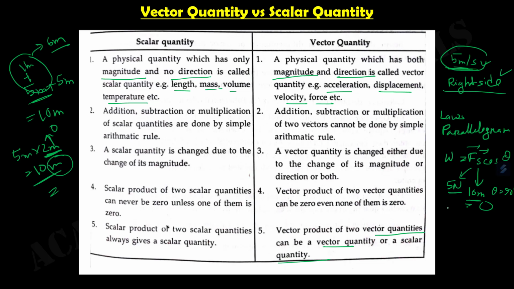So the product of two vectors can be scalar or vector. It can be both, depending on how the multiplication is applied. If the vector product is a dot product, then it will be a scalar quantity. Or if the vector product is a cross product, then the new quantity will be a vector quantity. We'll discuss this in our next lectures.